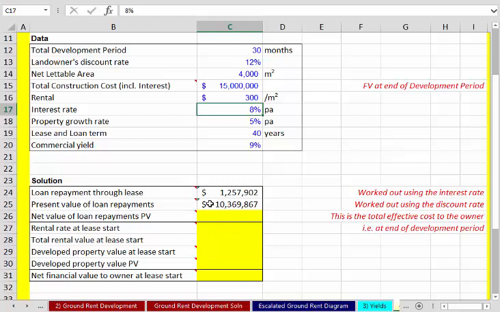Okay, that value is expressed in the landowner's dollars, if you like, at the end of the development period. How do we bring that back to today? Because the development period is 30 months. We need to do a present value there. Now, I tend to do present value calculations longhand. I don't use the Excel function, but you're most welcome to use an Excel function.